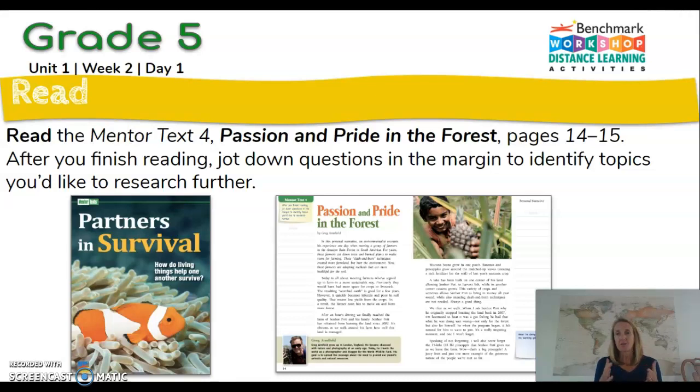And today we're really going to focus in on the questions that you have after you're done reading. We're going to jot down those questions in the margin. We're going to try to identify topics that you would like to research further. So after reading the article, what would you like to know more about, or what would you like to research more about? That's what you're answering in the margin.